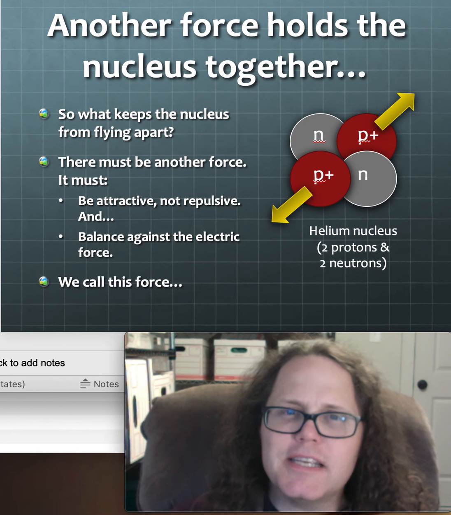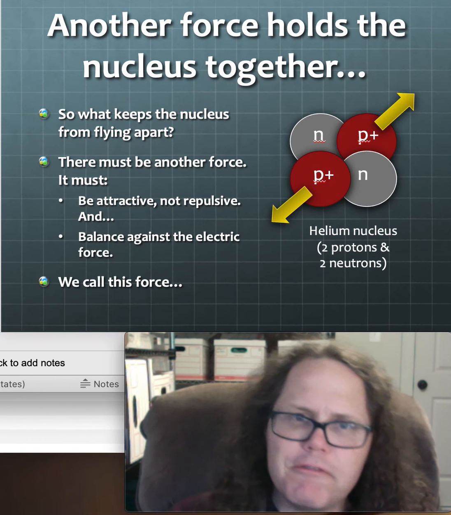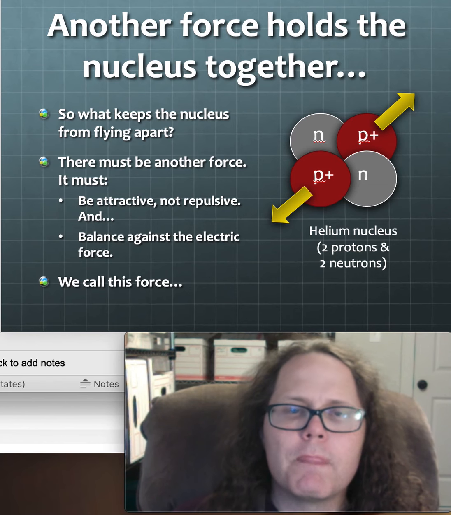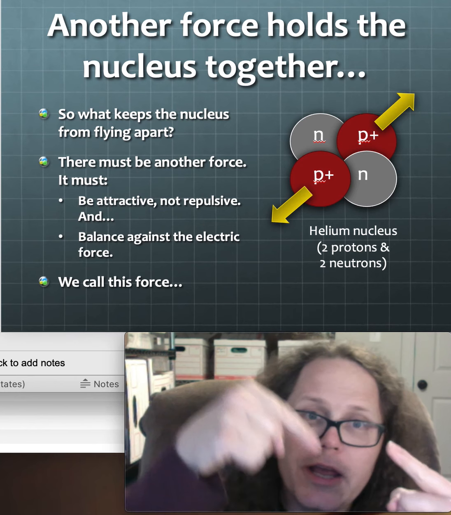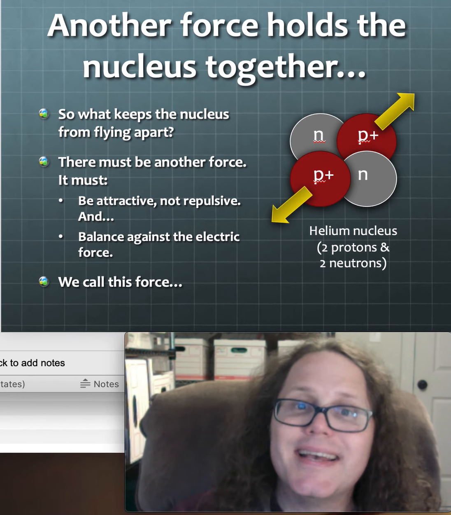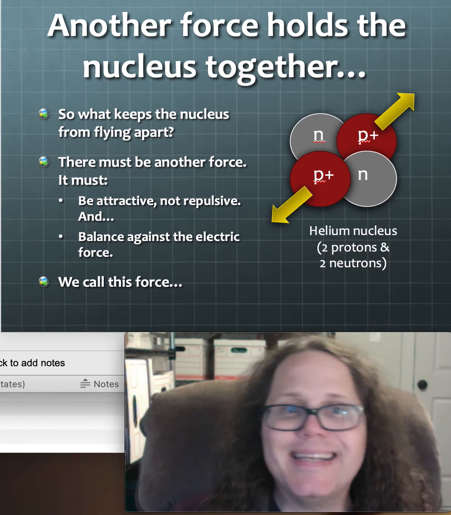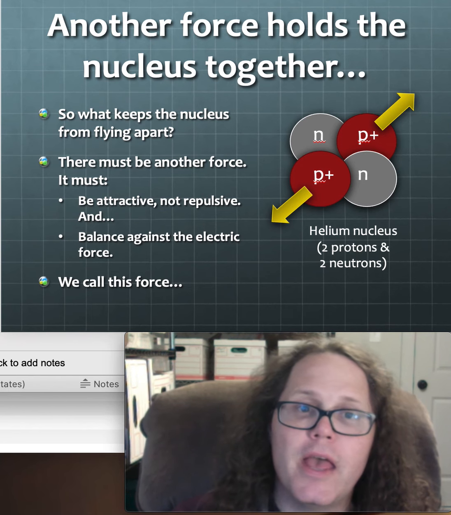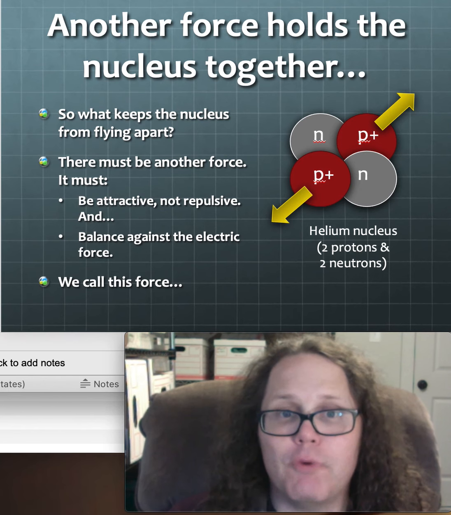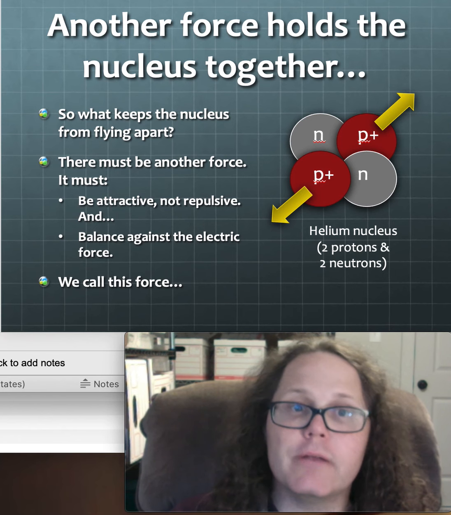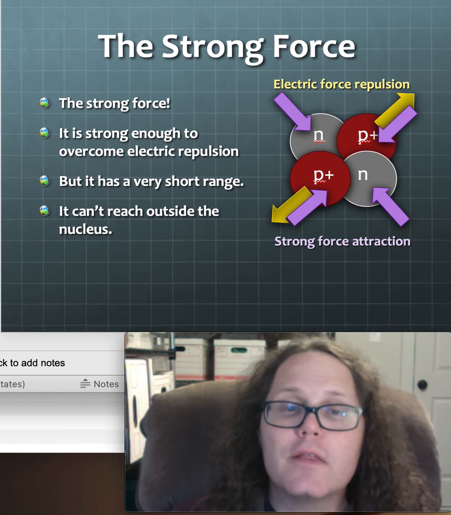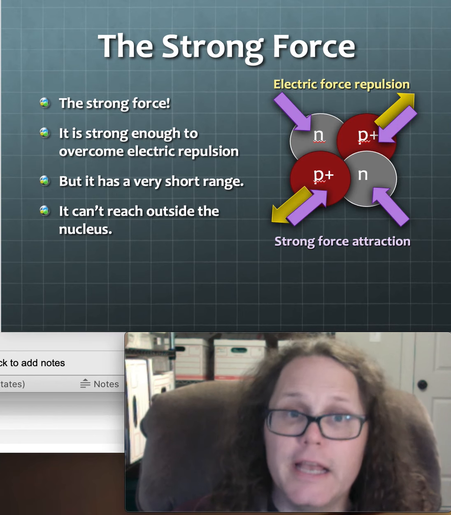If the protons in the nucleus are repelling each other electrically, then what is preventing the nucleus from flying apart? In order for the nucleus to stay together, there must be some other force pulling the protons, and it turns out the neutrons, together in order to balance against the electric repulsion. In other words, there must be some attractive force in the nucleus that is strong enough to overcome electric repulsion. We call this force the strong force, and with good reason. It is the strongest force known to physics.